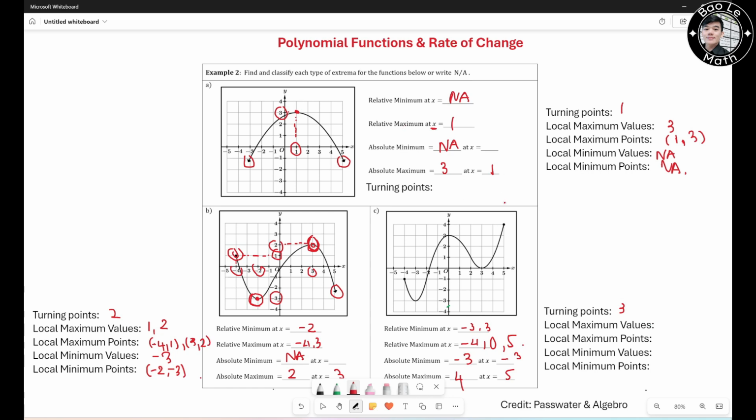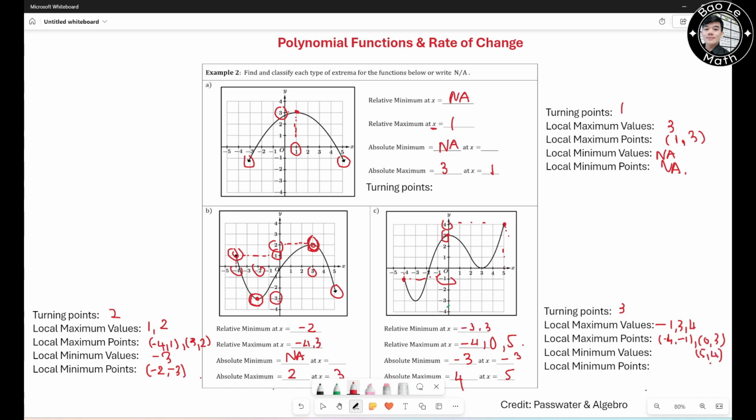Local maximum values is this one is the local maximum right here, and local maximum right here. We find the y values, which means 4, 3, and negative 1. So we have negative 1, 3, and 4. Local maximum points. So we need to find the coordinate of these 3 points, right? So it's going to be negative 4, negative 1. The next one is going to be 0, 3. And the last one should be 5, 4, right?